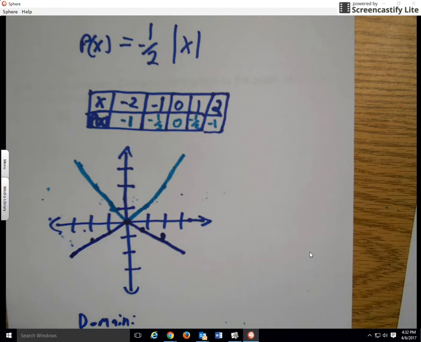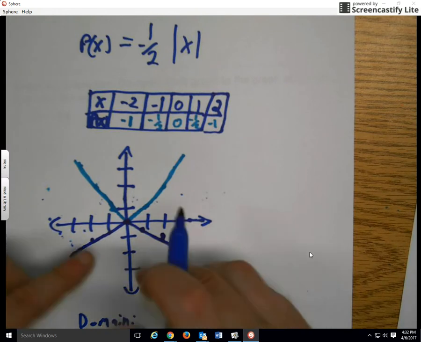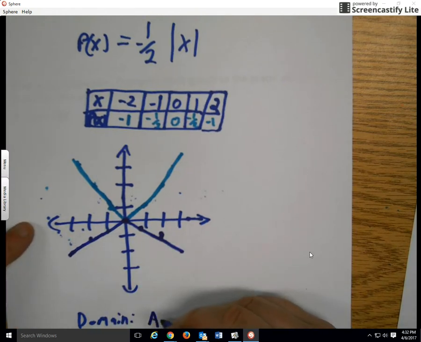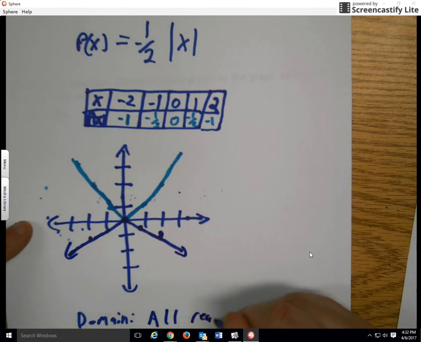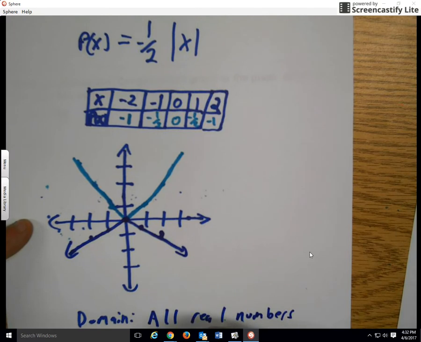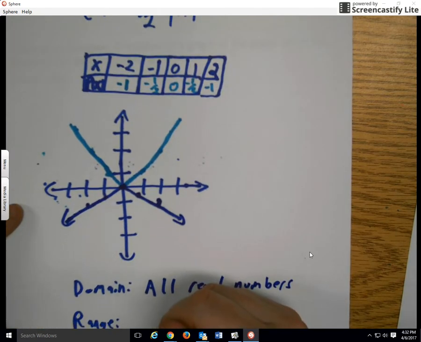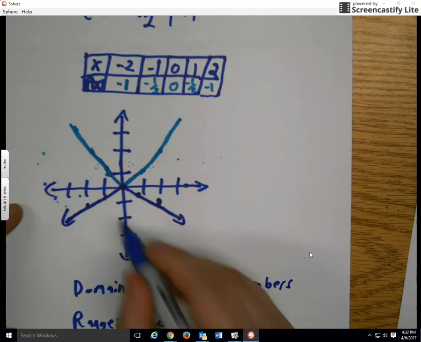So what would the domain and the range be in this case? Well, the domain is still all real numbers. It's still going all the way on both sides for infinity. But the range is not going up, is it? The range actually would be y is less than or equal to 0.